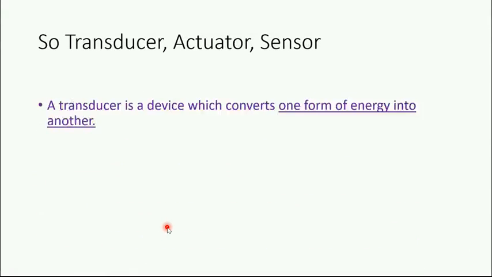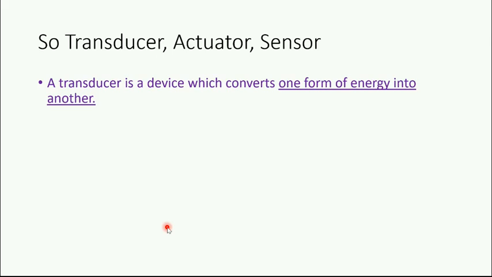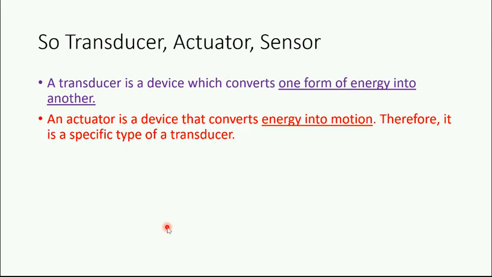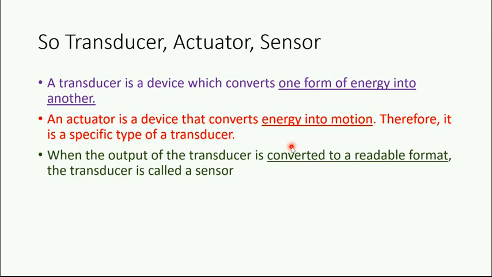So transducer, actuator, sensor. The transducer is a device which converts one form of energy into another. The actuator device converts energy into motion. We had seen the operation of an actuator in a tank, where there is a motion happening. When the output of a transducer is converted into a readable format, the transducer is called a sensor.